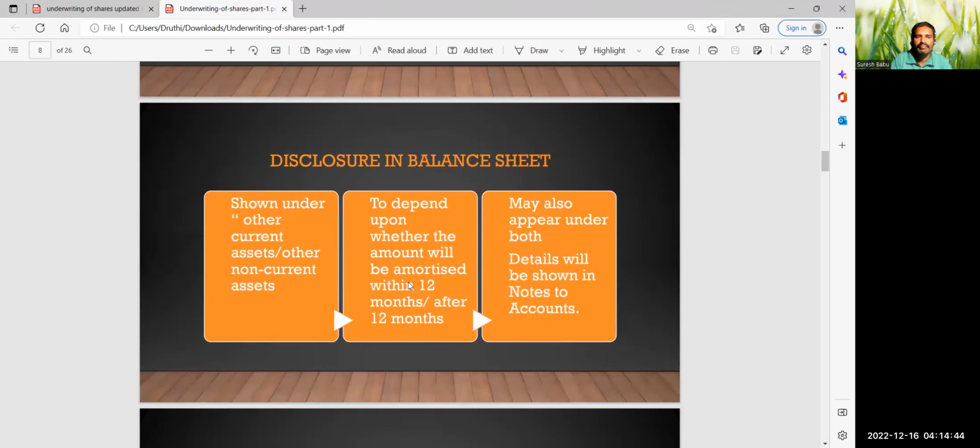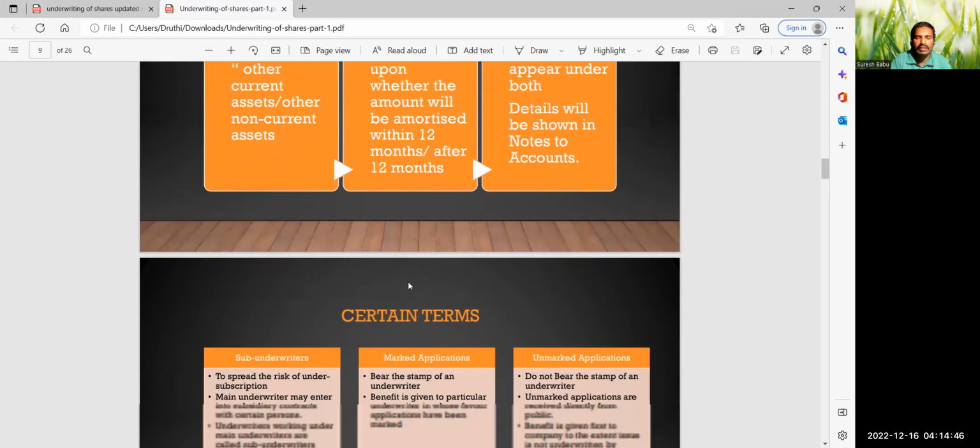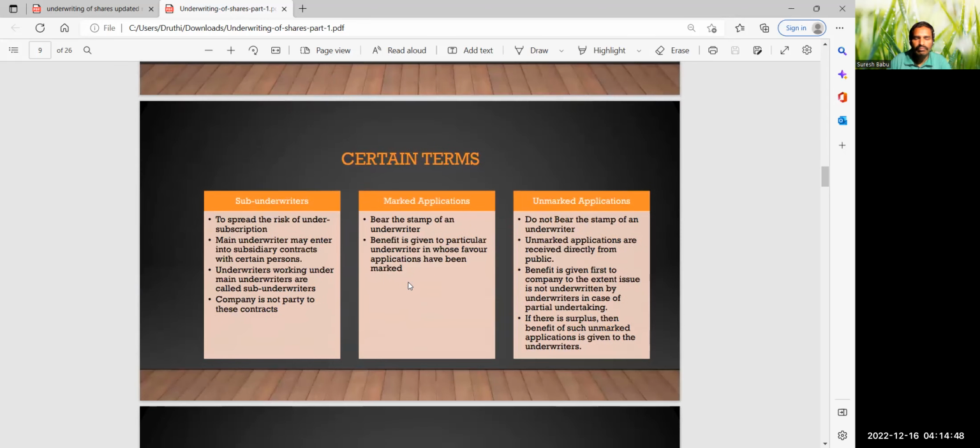So this one: disclosure in balance sheet. Yes, it is to be done. Because the PPT has already been sent, please go through that PPT. There are certain terms like sub-underwriters, marked applications, and unmarked applications.